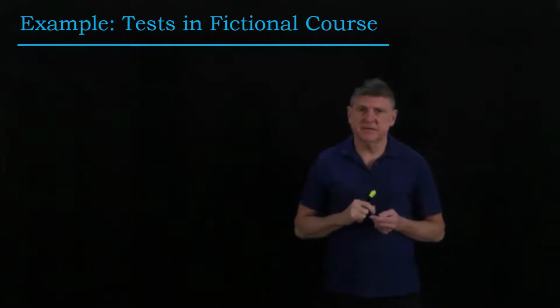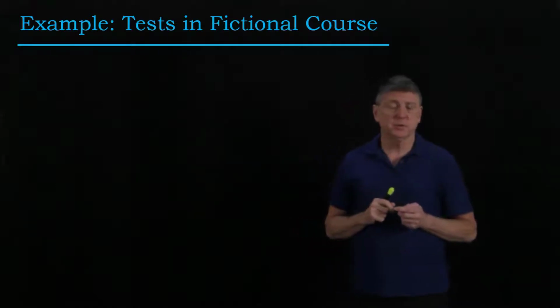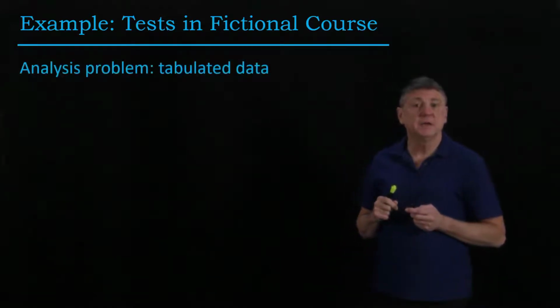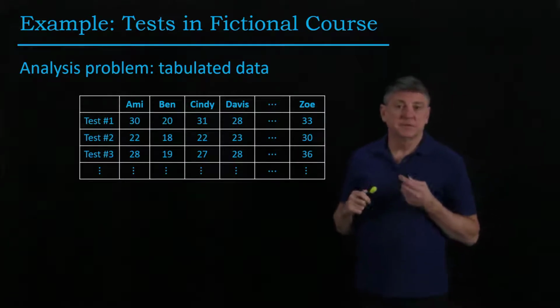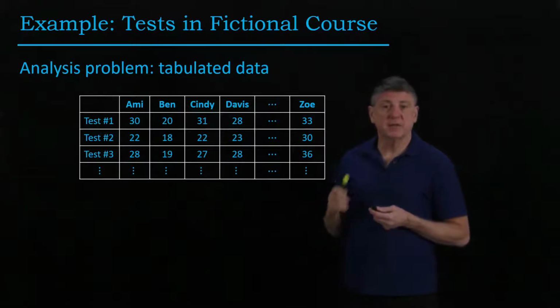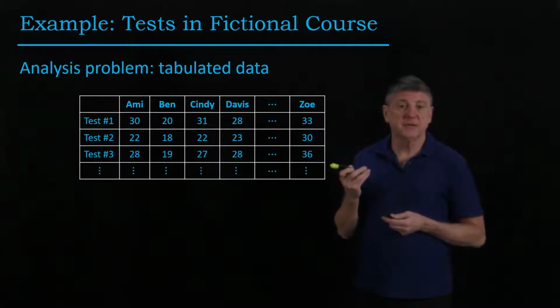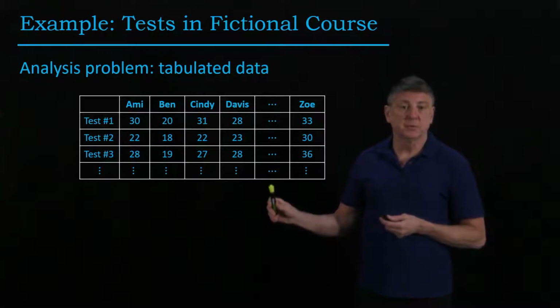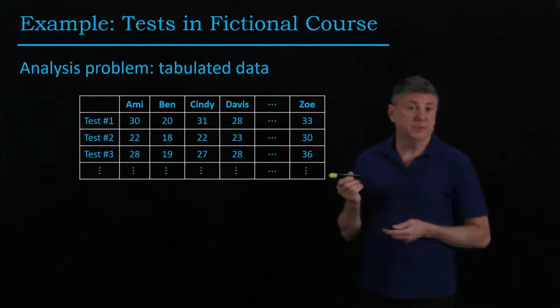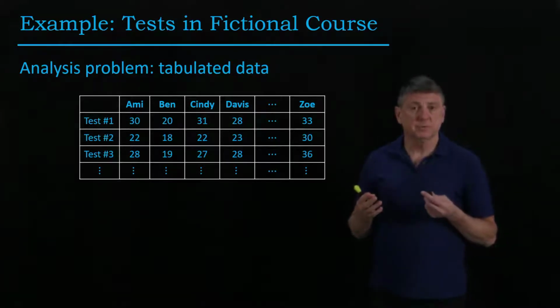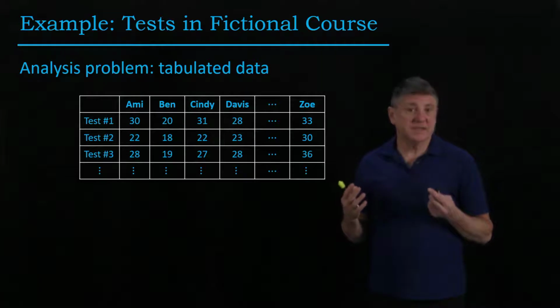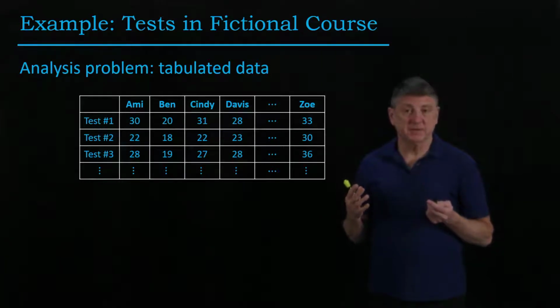Let's take an example. Let's suppose we have a fictional course and we have a limited amount of tabulated data. So here we have some names of students and how they performed on a few of the tests, and of course there are many more students missing and there are many more tests that might have been given in this course. One of our first problems is this: how should the data be represented in a matrix?